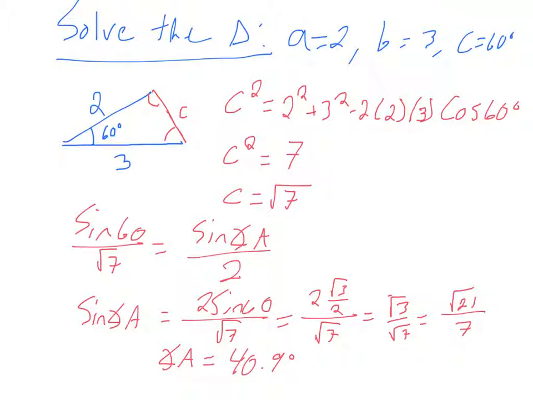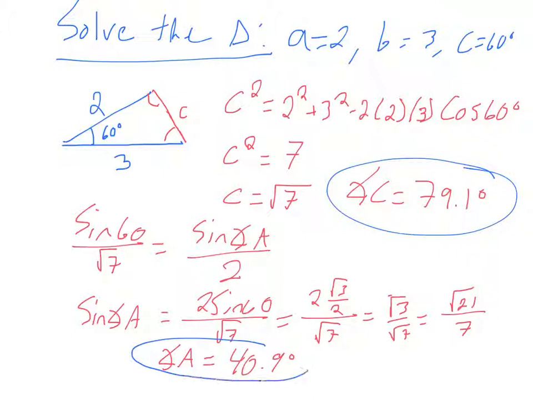Right, and then lastly, angle C we can find by using the angle sum theorem for the triangle. So subtract 40.9, then subtract 60, and we'll get 79.1. So we have found angle C, angle A, and side c. So we found all the 3 missing pieces of information using law of cosines there.